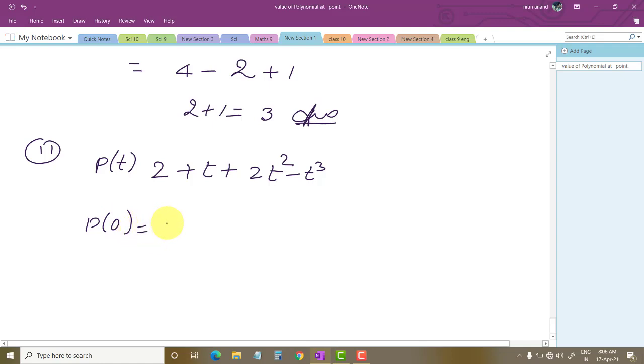P(0): we will replace all the t by 0. 2 plus t, replace t by 0, plus 2t square, that means 0 square, minus t cube, that means 0 cube. Now this becomes 2 plus 0 plus 0 minus 0, that means it is only 2. Then P(0) is equal to 2.